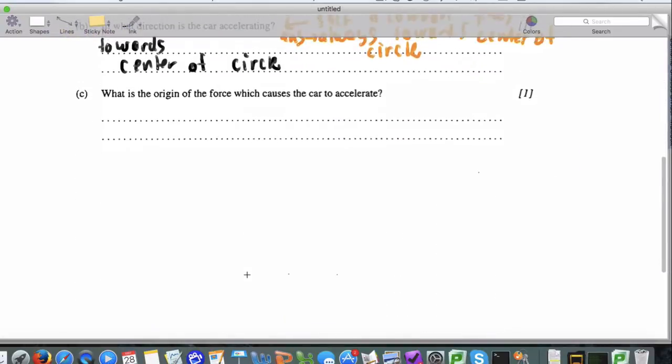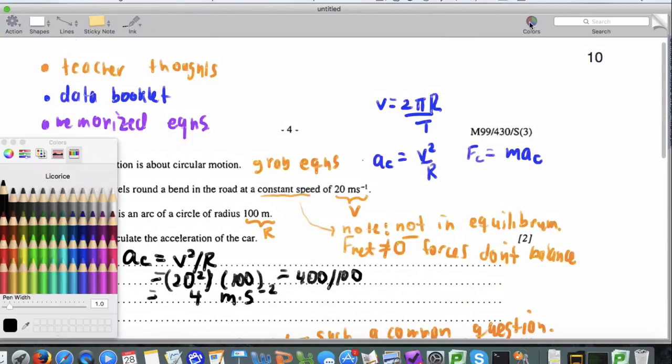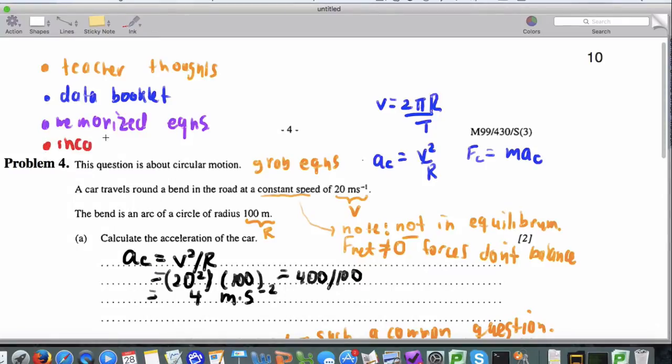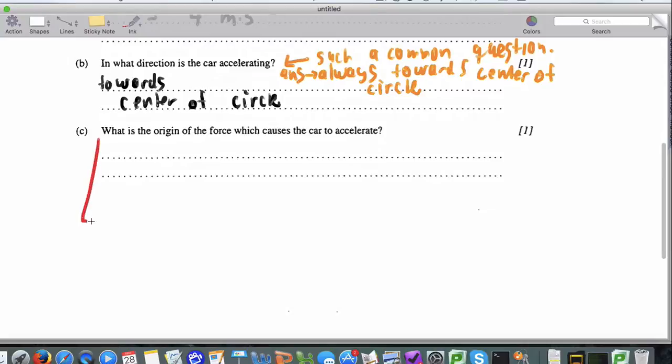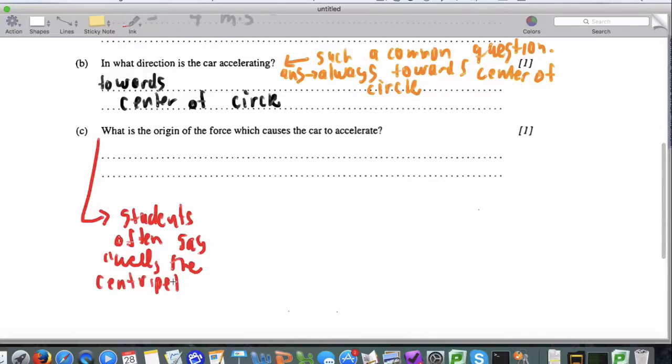Now, I'm just going to follow up here. And you know what? I'm going to write one more color code just to guide me. If I write something in red, this is an incorrect idea. Here's an incorrect idea that I see students make. Students often say, well, the centripetal force. That basically is saying the force that makes it go in a circle is the force that makes it accelerate. You need to name a specific cause, so this is not right.